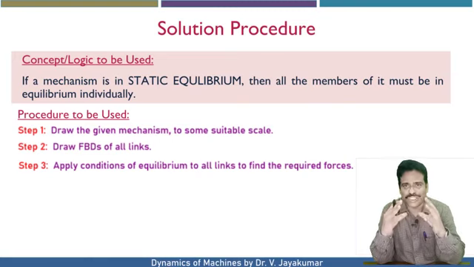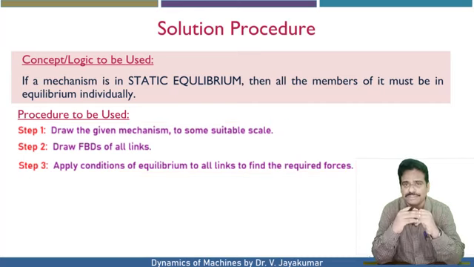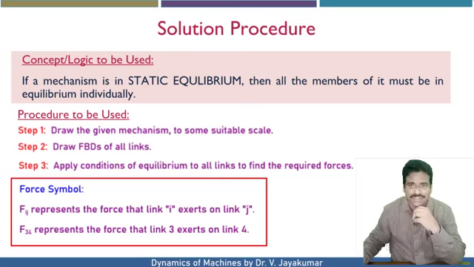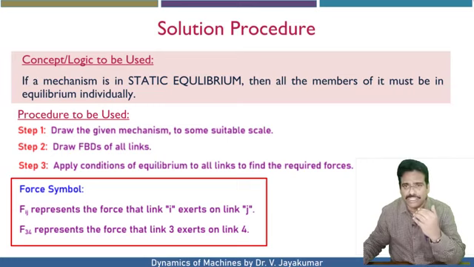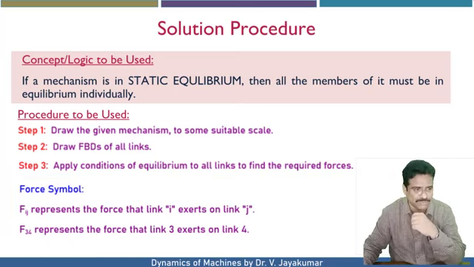Right. What is the procedure to be used? The same procedure that we have used for the 4-bar mechanism, which you might have seen in my previous video. What is the notation we will use? We will use force F suffix ij. For example, when I say F34, it is the force exerted by link 3 on link 4. This is the force notation we are going to apply while solving this problem.